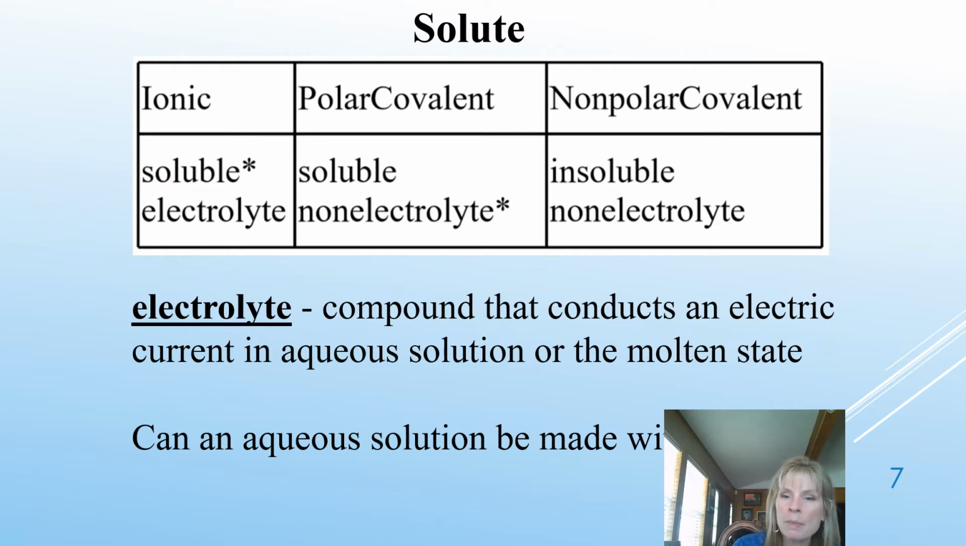Nonpolar covalent compounds are those structures when you draw the Lewis structure of a covalent compound. The nonpolar covalent compound will have an equal distribution of electrons. There won't be a lone pair on the center atom, and there won't be different things bonded to the center atom. Those things tend to be insoluble, and they tend to be non-electrolytes. They won't conduct electricity in solution.